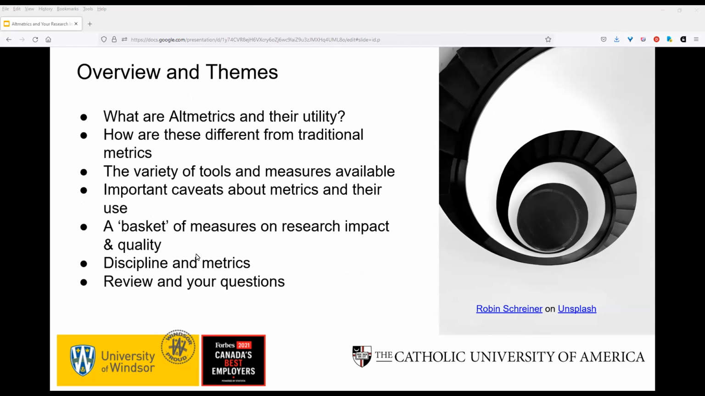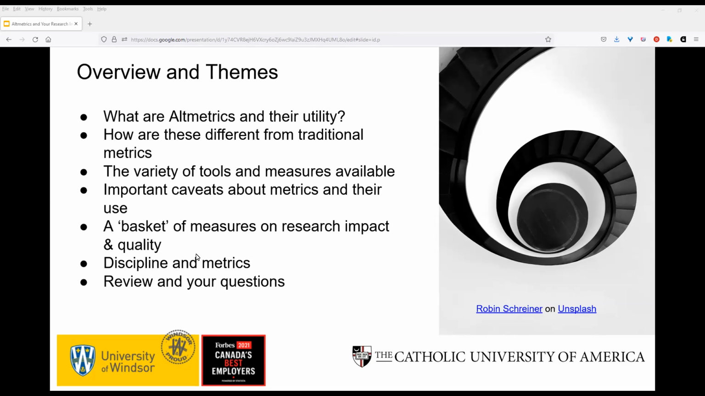So what will we cover today? We're going to look at what altmetrics are and their utility. How useful can they be in looking at your research impact? We're going to be looking at how these are different from traditional metrics, the variety of tools and measures that are available to you, and some of the caveats about metrics, their use and their limitations. We're also going to be looking at a basket of measures on research impact and quality. And then we'll look at discipline and metrics.